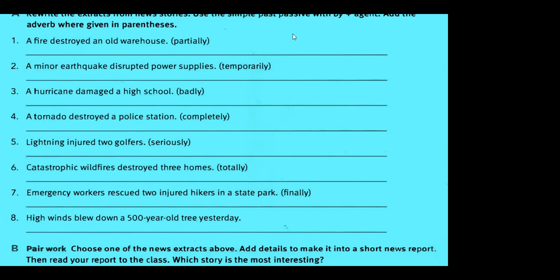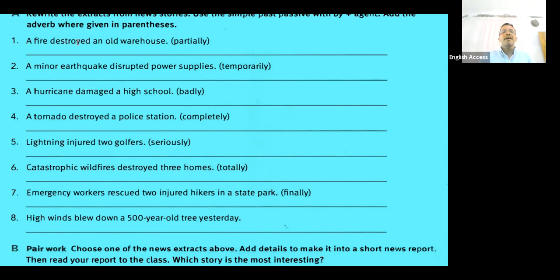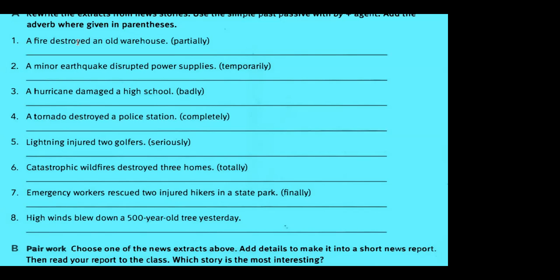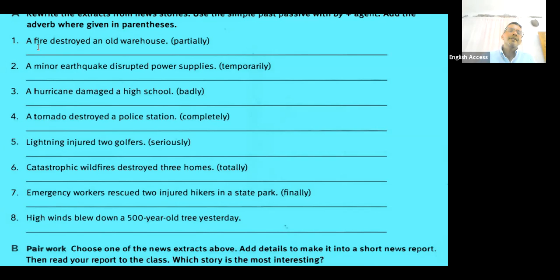Okay, teacher. A fire destroyed partially. No. Sorry. A fire. Remember, the sentences are in active voice. You need to change it. Yes. A fire was destroyed partially and all. No, no, no. We have the subject, a fire, right? We have the verb, and we have the object, an old warehouse.